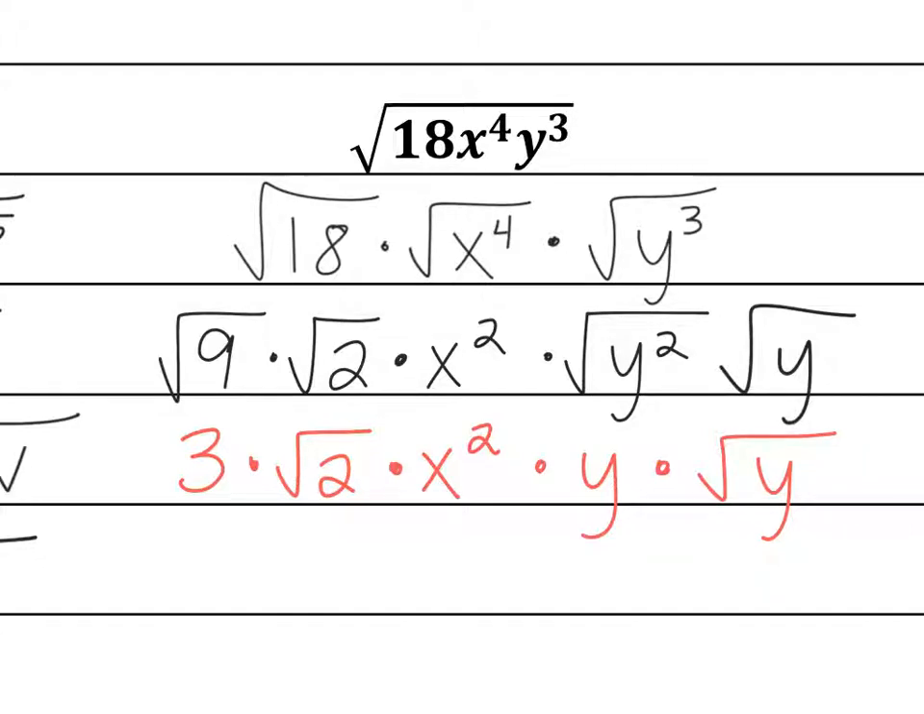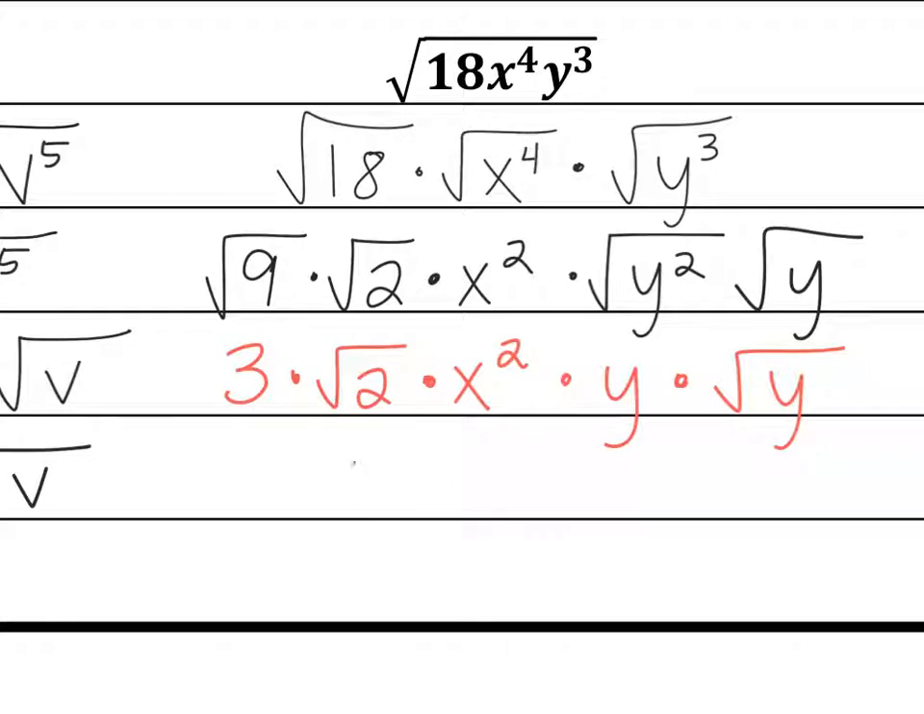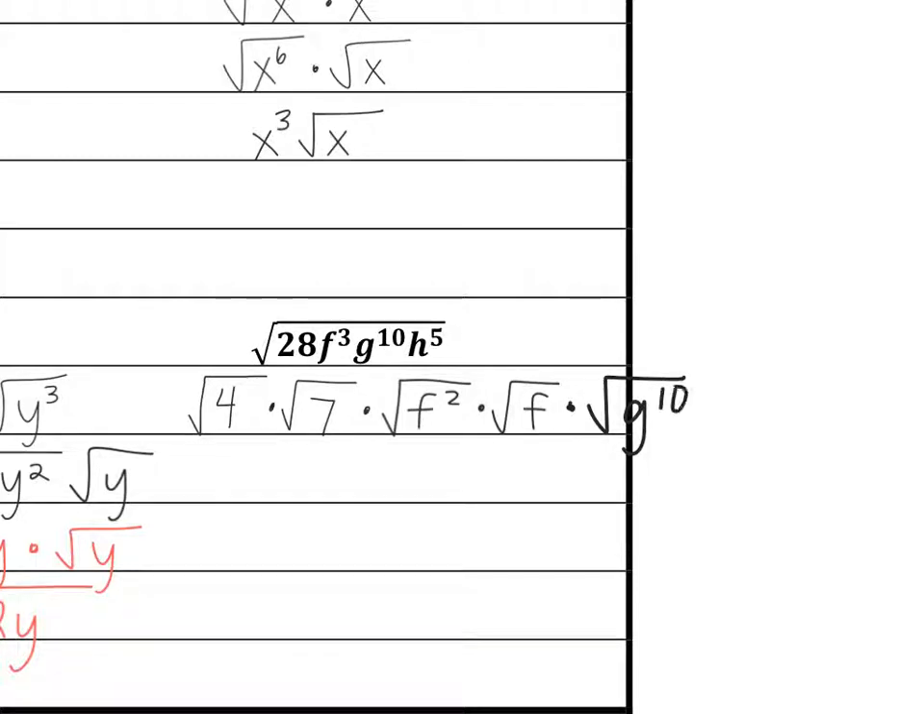Number goes first, followed by the variables, usually in alphabetical order. So the final answer should be 3x squared y times the square root of, you can put the 2 and the y back together, and you should. So it should be 2y underneath the square root. If you'd rather keep this all underneath one giant square root, you could do that. I personally don't like doing that, but it's up to you.